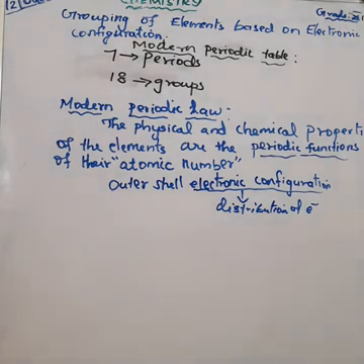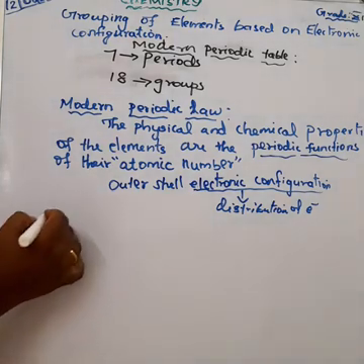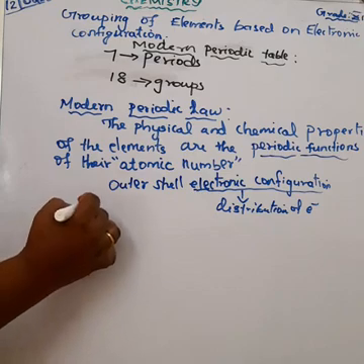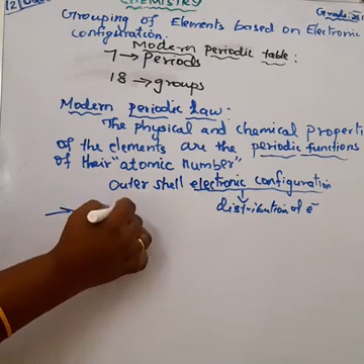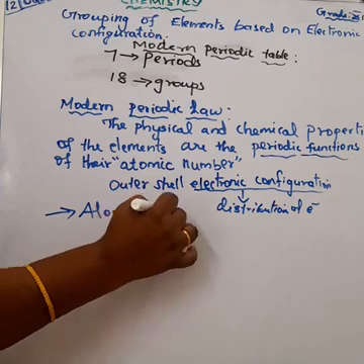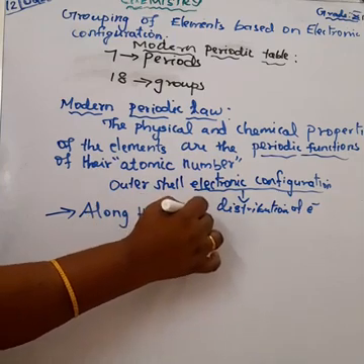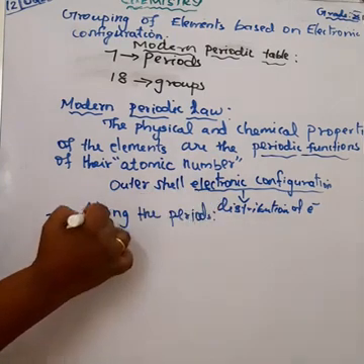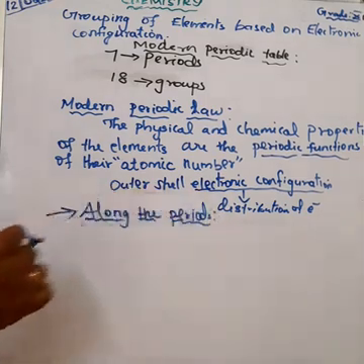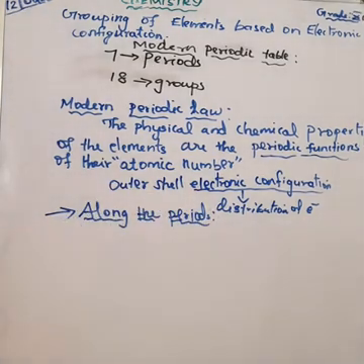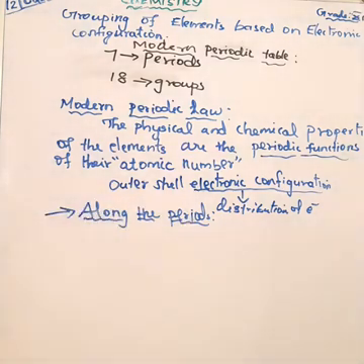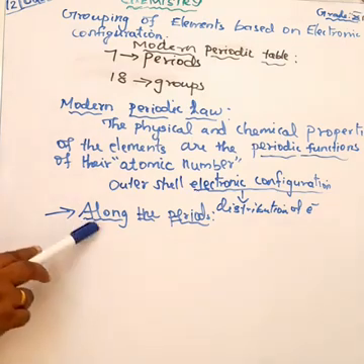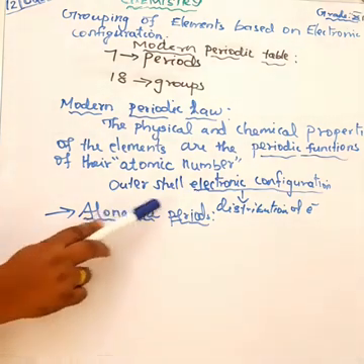Let us analyze how the electronic configuration of elements changes along the periods and down the groups. First, we are going to study the variation of electronic configuration along the periods.